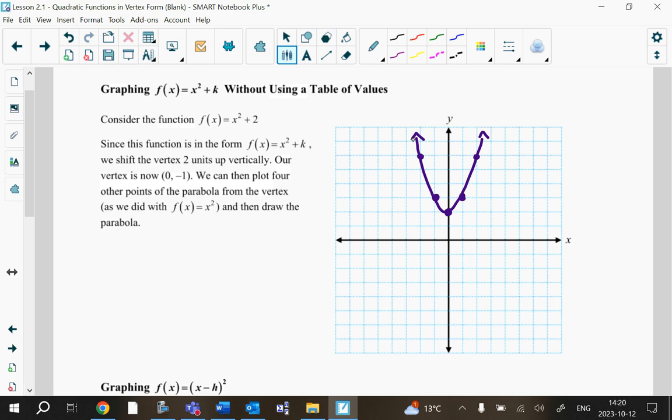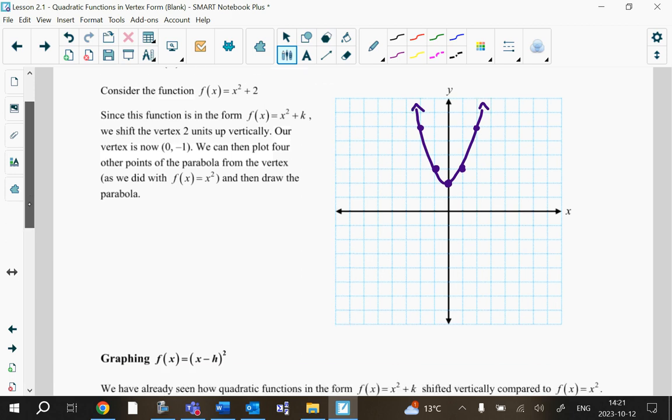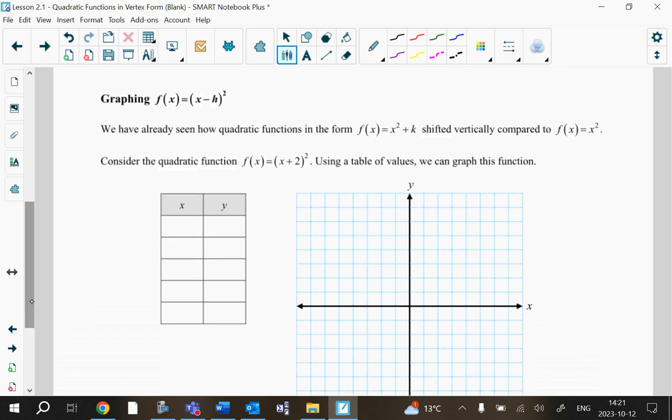You just have to remember where x squared starts, and then this tells you where to move the vertex, and therefore every other point. So that's what happens when we have a number at the end of a quadratic function, after the x squared. It moves the parabola up or down, depending on whether it's positive or negative. What happens if we have a number getting added or subtracted inside the parentheses with x and then getting squared? What do you think might happen?